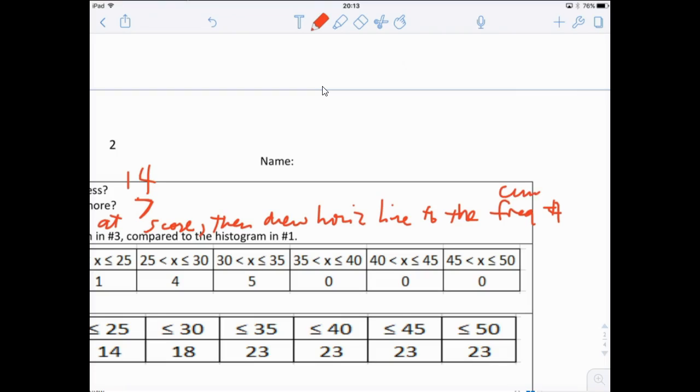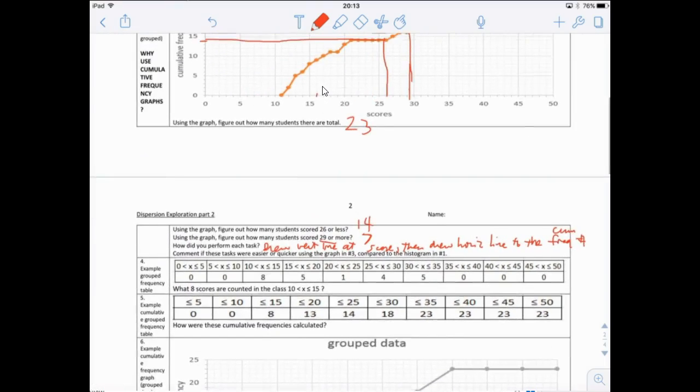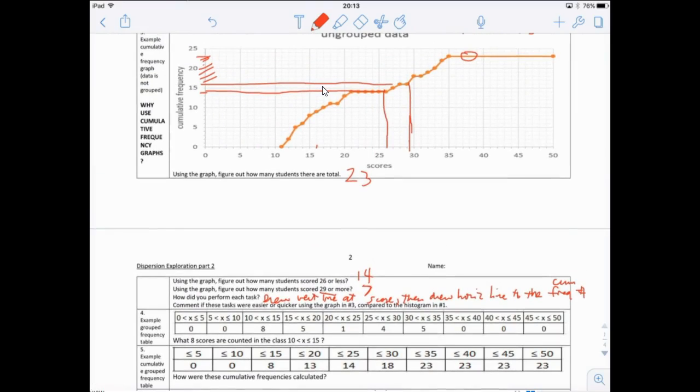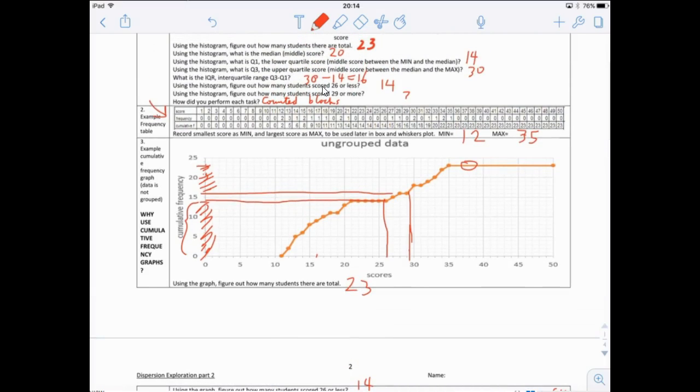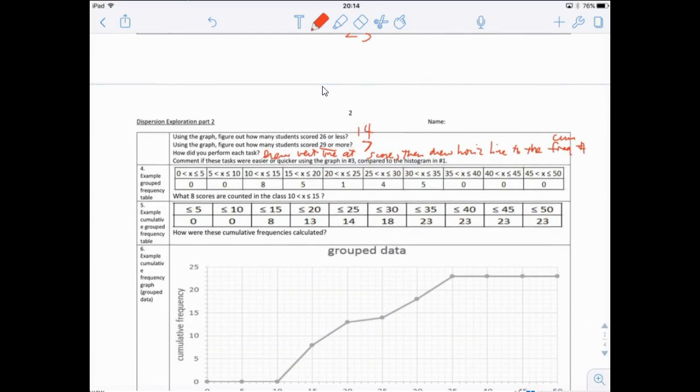Okay? And that's how we figured out the index, and once we found the index, we either said, oh, it's 14 people because person number 1 through 14 got a score less than 26, right? Or we count up from 16 to 23, that would be 7 people that got a score of 29 or greater. And then we'll go back and look, and we'll see that that actually matches our answers when we counted the blocks. Okay, but it was a little bit easier, a little bit faster to do with the cumulative frequency graph.